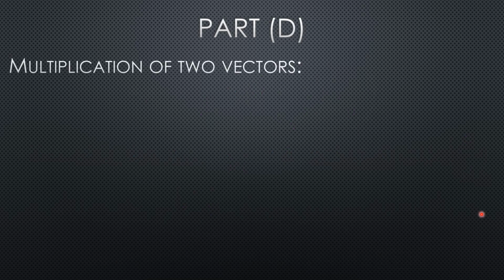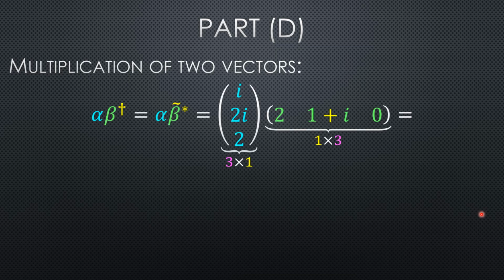Lastly, we have the multiplication of two vectors in a different way than we saw in part B. This time, we have alpha and beta dagger, but again, remember that the dagger means conjugate transpose. So alpha being a 3 by 1, taking the transpose and conjugate of beta turns it into a 1 by 3. So this tells you that we have a 2, 1 plus i instead of minus i, and a 0.